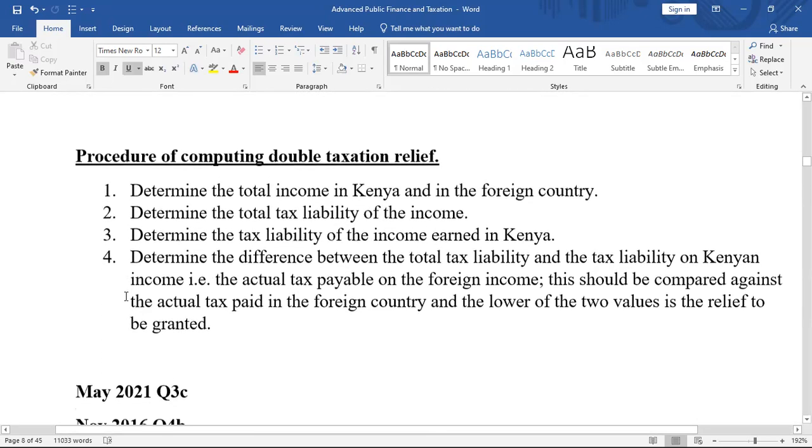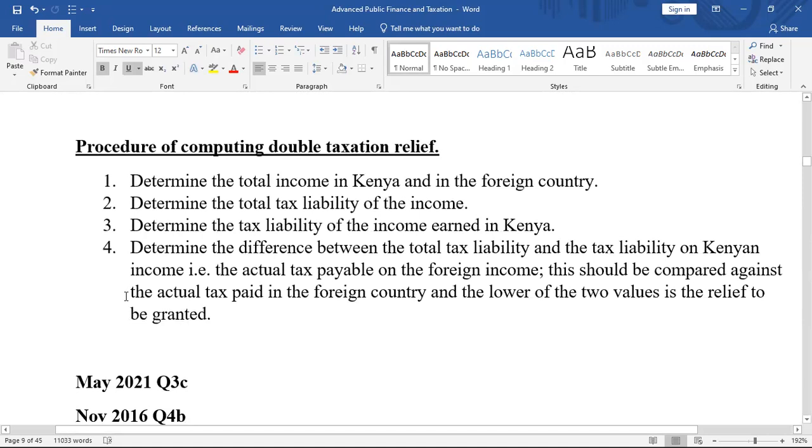Now, some of the conditions I already checked, so I'm not going to repeat them. I was on the procedure of computing double taxation relief. Number one is to determine the total income in Kenya and in the foreign country, and that is what we are going to be doing in our illustrations. Number two, determine the tax liability of the total income. Number three, determine the tax liability of the income earned in Kenya.